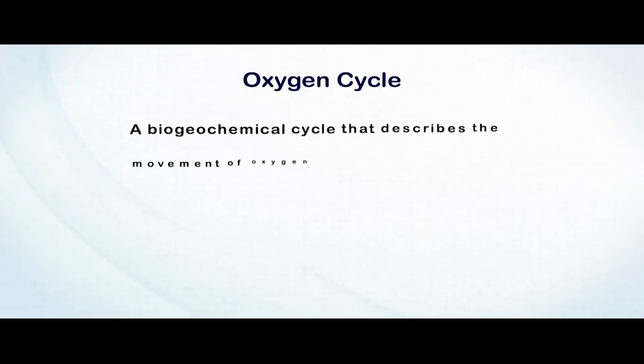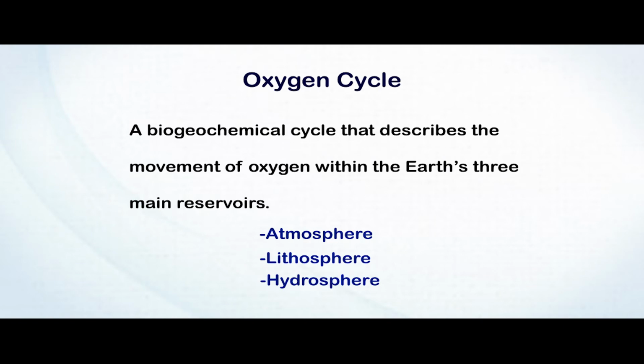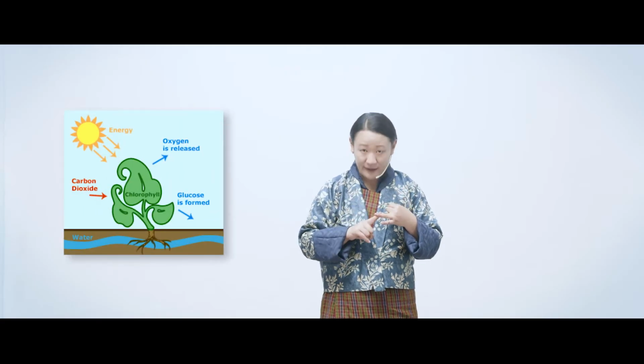Oxygen cycle is a biogeochemical cycle that describes the movement of oxygen within the Earth's 3 main reservoirs: the atmosphere, the lithosphere, and the hydrosphere, which actually makes up the biosphere. This oxygen cycle is the process by which the oxygen is generated and then it is used. The process takes place within the plants and when there is sunlight.